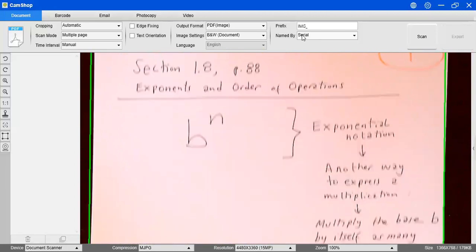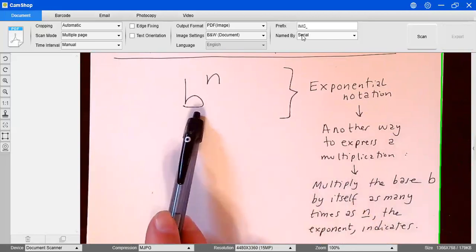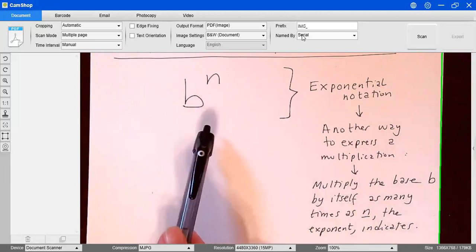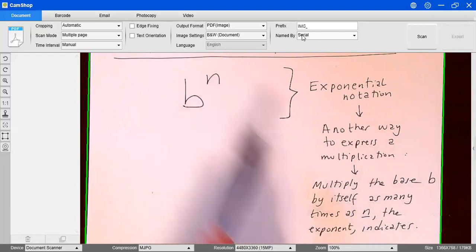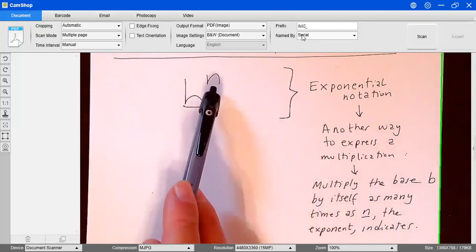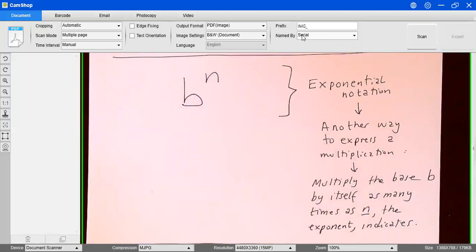What kind of multiplication? The definition of an exponential notation is that b is going to multiply itself. So b is going to multiply b. How many times is it going to multiply b by itself? As many times as the exponent indicates. So the exponent only indicates the number of times that b is going to multiply by itself. So that's the exponential notation.